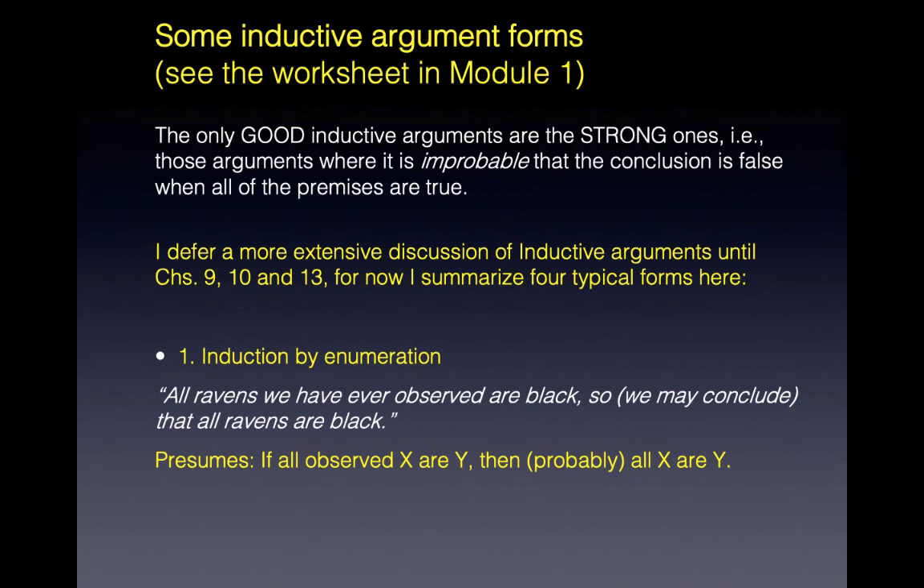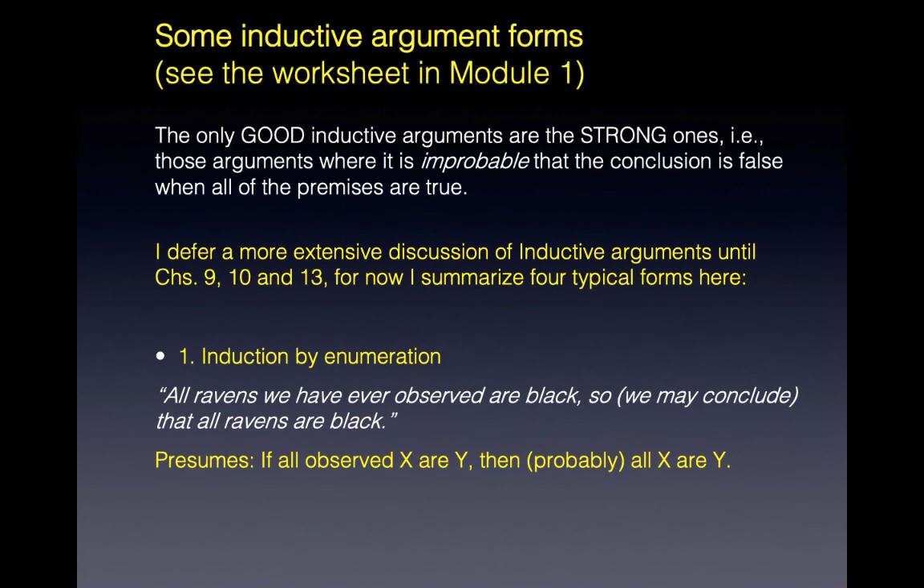First up is something that we'll call induction by enumeration. The name doesn't matter so much, although it does tell you how these work. Here's an example of this. All ravens we have ever observed are black, so we may conclude that all ravens are black. Now notice we're moving from all of our observations of ravens to a general claim about all ravens. Right away you can see a jump from observations to a summary generalization.